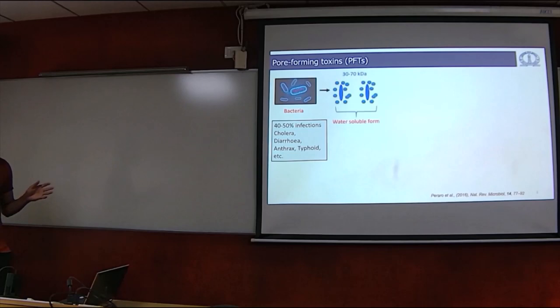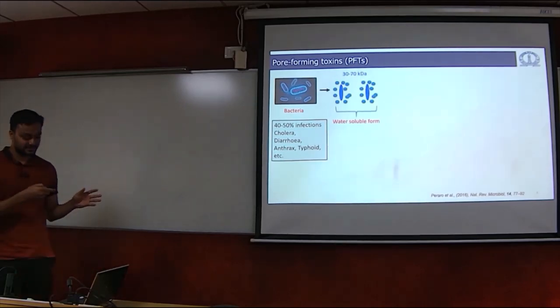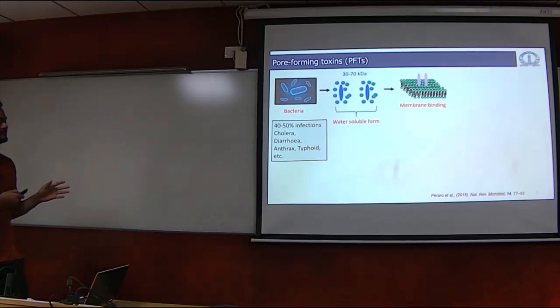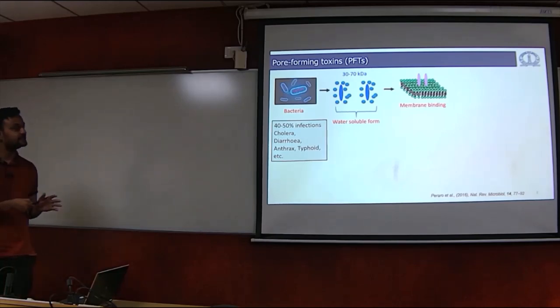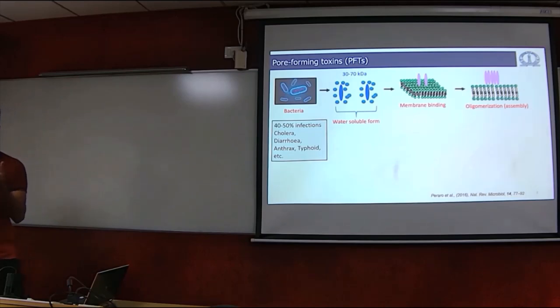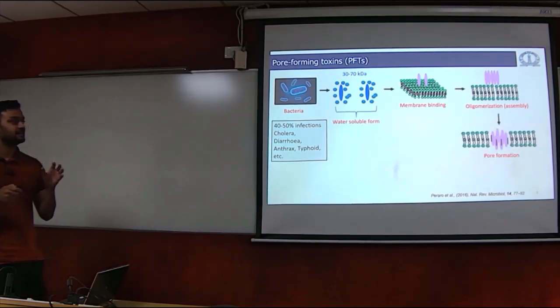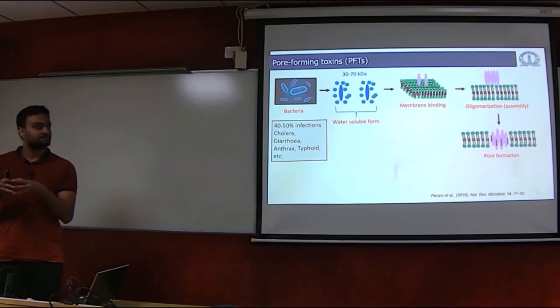So what does it do? Bacteria release these toxins in water soluble form, of the order of around 30 to 70 kilodalton molecular weight, and then these entities start to interact with the host cell membrane, such as the human cell membrane. They start to assemble on it by interacting with each other, and then finally the assembled structure inserts into the membrane and forms a pore.